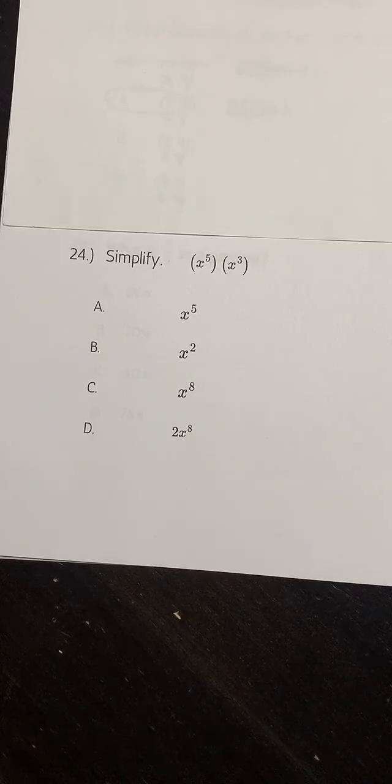Yep. So now we want to simplify. We have x to the 5th times x to the 3rd. Is your answer A, x to the 5th, B, x squared, C, x to the 8th, or D, 2x to the 8th? What do you think?